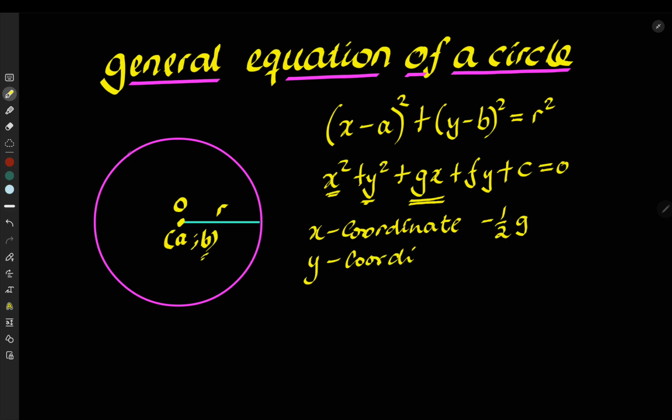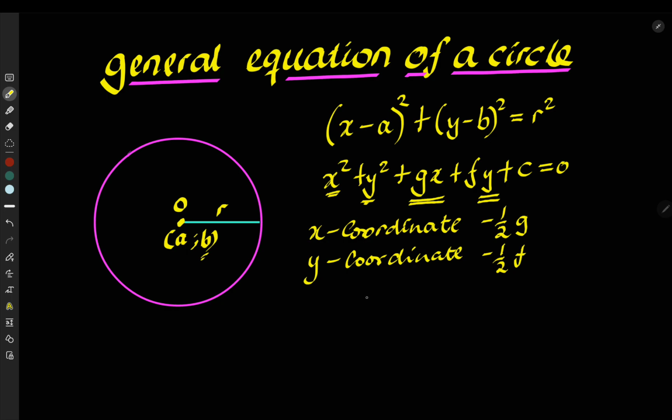The y coordinate of the center can be determined by minus a half multiplied by f. So in this case, that is minus half times the coefficient of y. Remember, the x squared and y squared coefficients have to always be 1. So if there's a 2, factor out the 2 first.